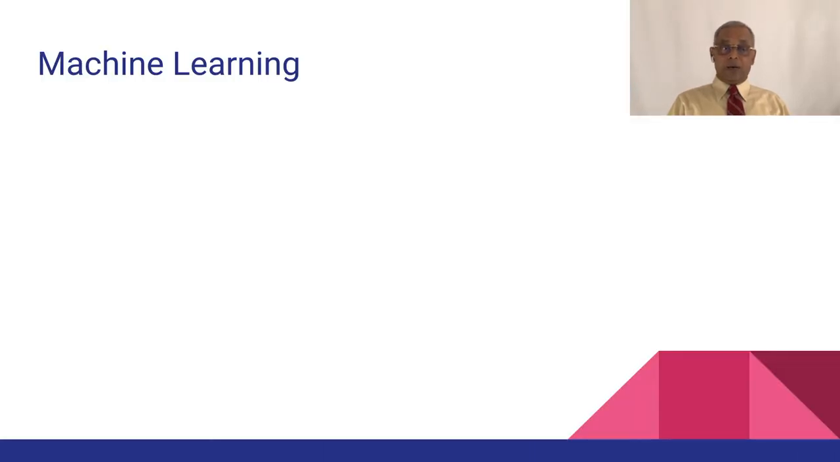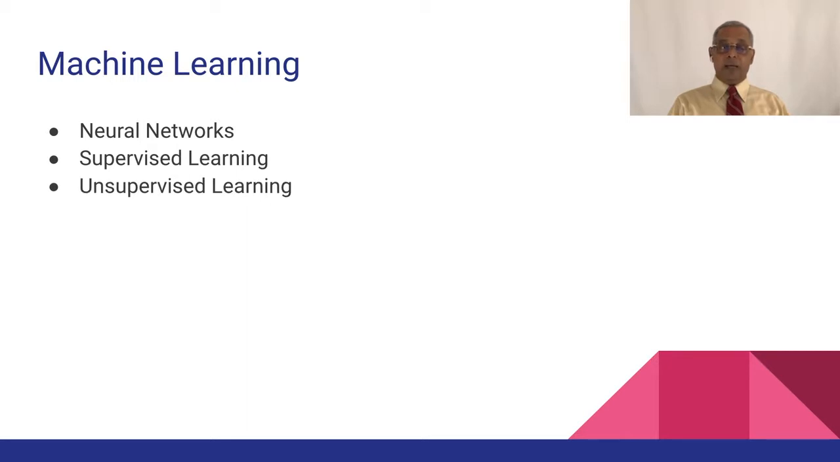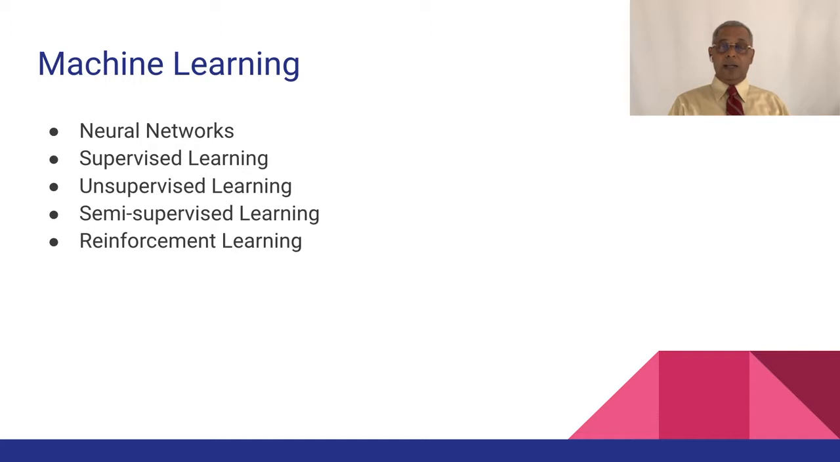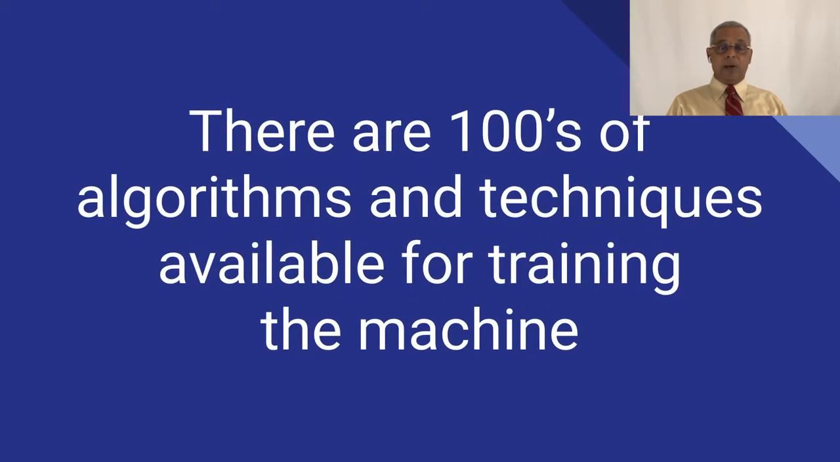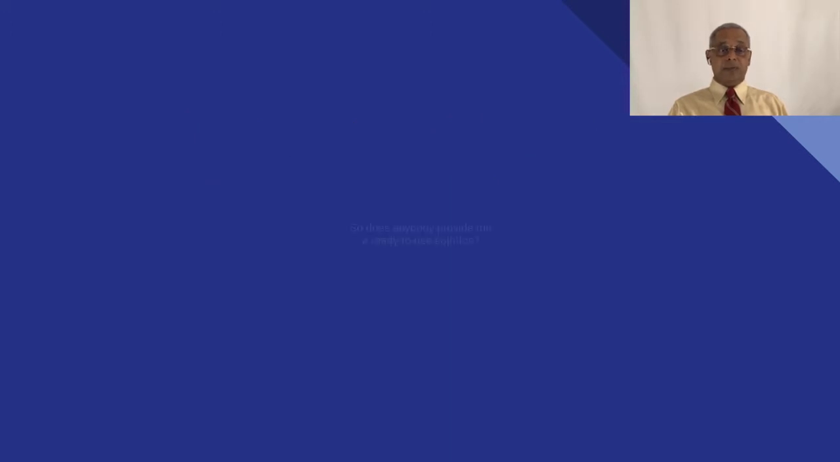So in machine learning, what we talk about is neural networks. We talk about supervised learning, unsupervised learning, semi-supervised learning, reinforcement learning, deep learning, and the latest thing is GAN. So the list continues further. Now there are hundreds of algorithms and techniques available for training the machine. In machine learning, you train the machine and there are many algorithms and techniques available for it. It is so exhaustive that you may require a few months or even years of dedicated learning to master this.